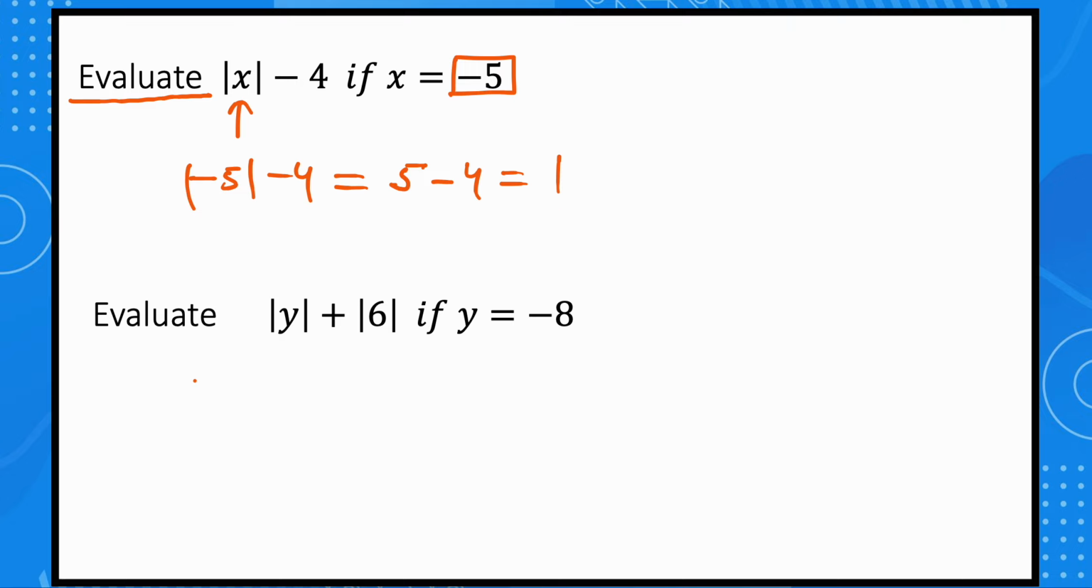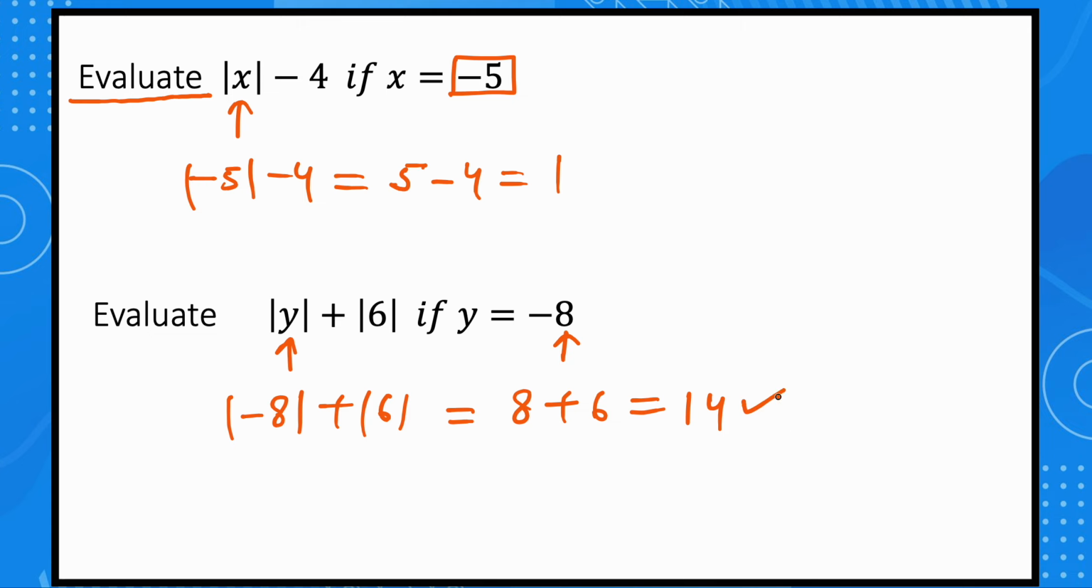Okay, now let's take the second question. Here we have to find the value of the expression absolute value of y, plus absolute value of 6. So y is -8, and I'm going to plug it in here. So it's going to be the absolute value of -8 plus the absolute value of 6. And as you know, the absolute value of -8 is positive 8 and the absolute value of 6 is positive 6. So 8 plus 6 is how much? 14. So this is the answer to this question.